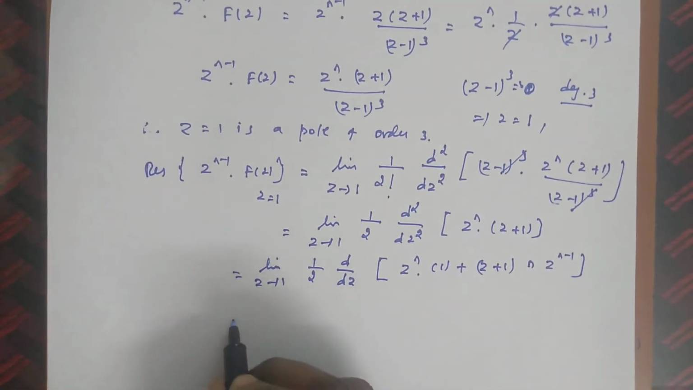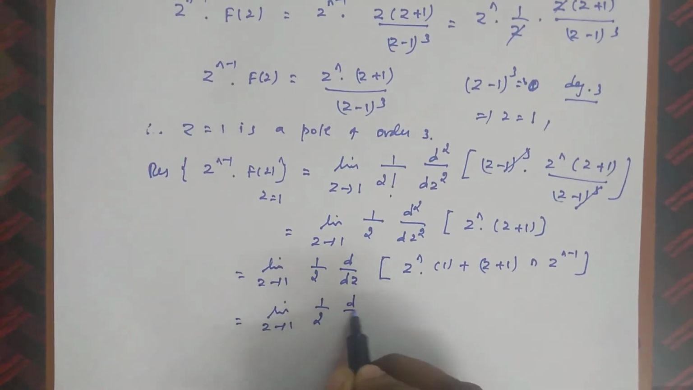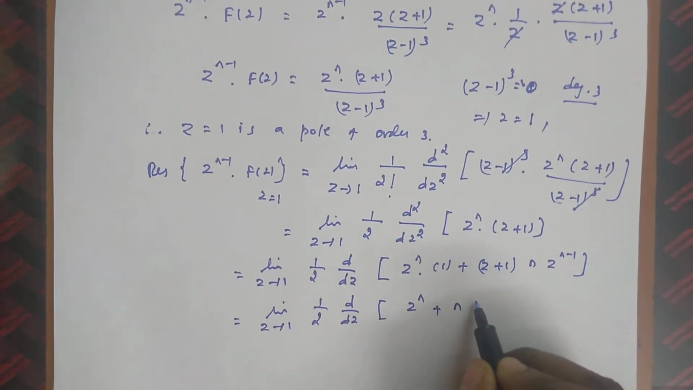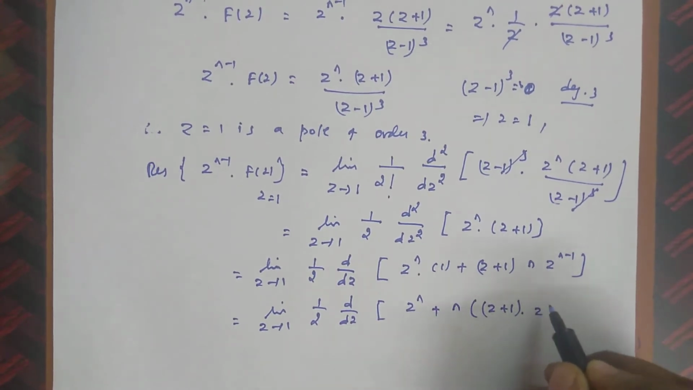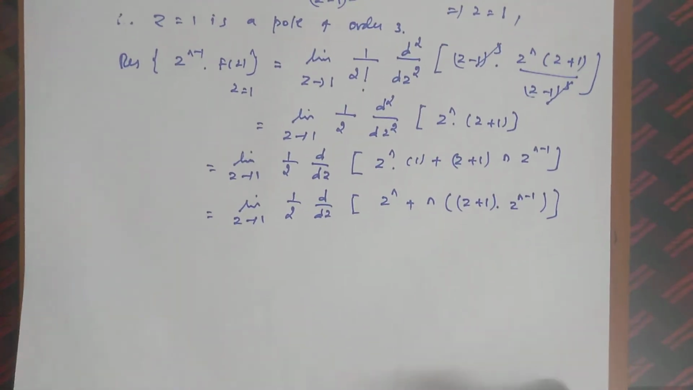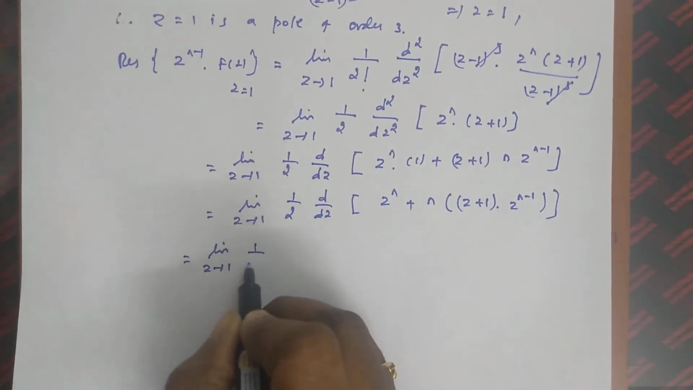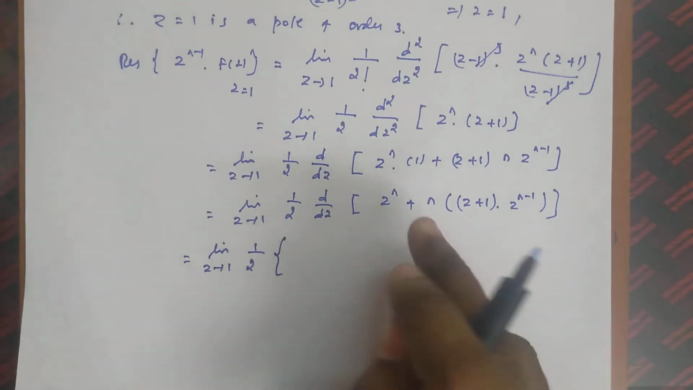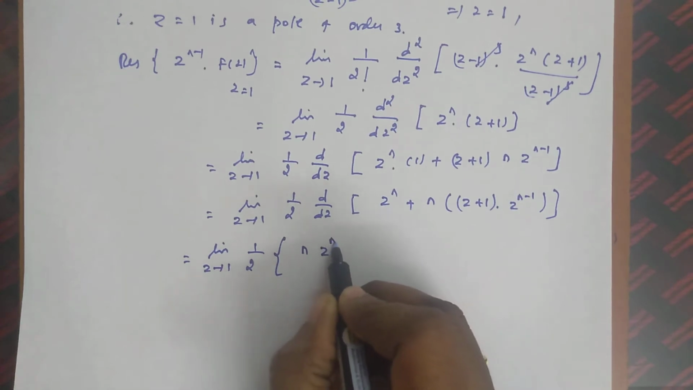Again we have to differentiate this. So limit z tends to 1, 1 by 2 d by dz of z power n plus n into z plus 1 into z power n minus 1, which is equal to limit z tends to 1, 1 by 2 into... Now we are going to differentiate this z power n. Differentiation of z power n is n into z power n minus 1.